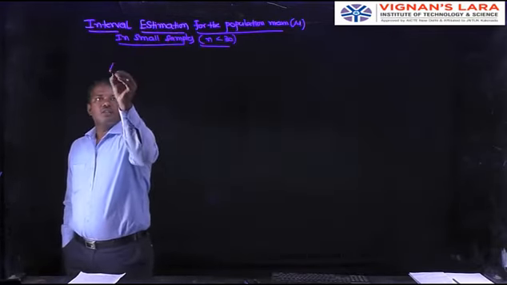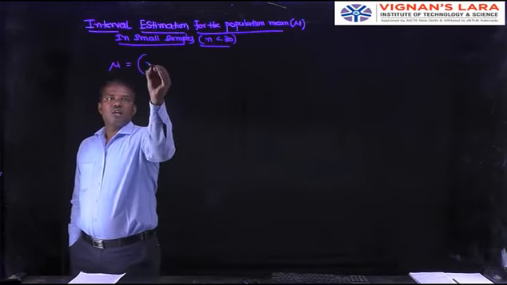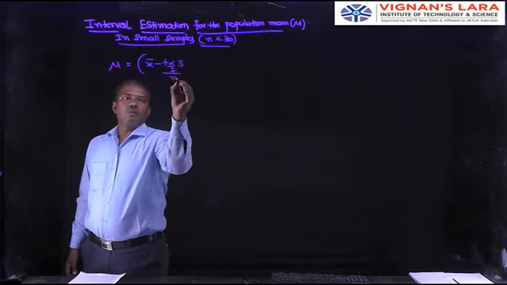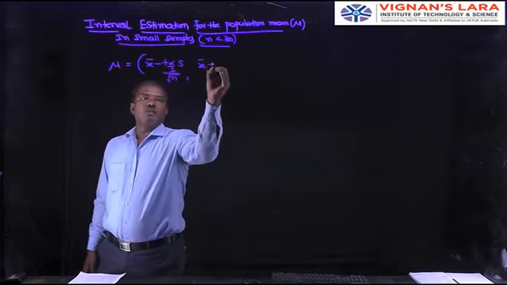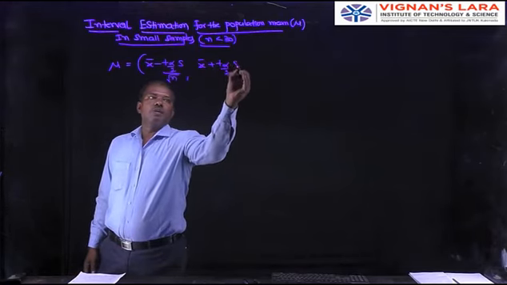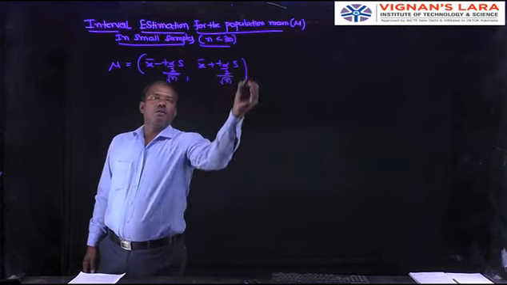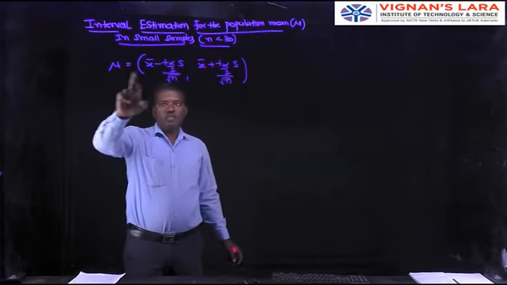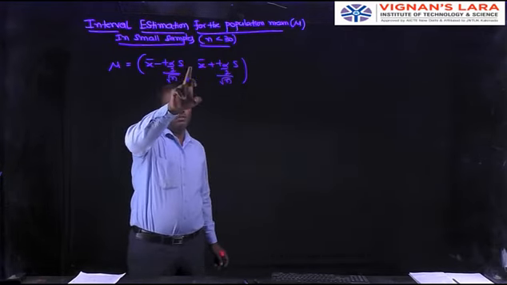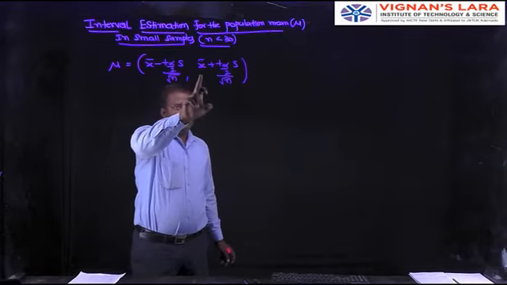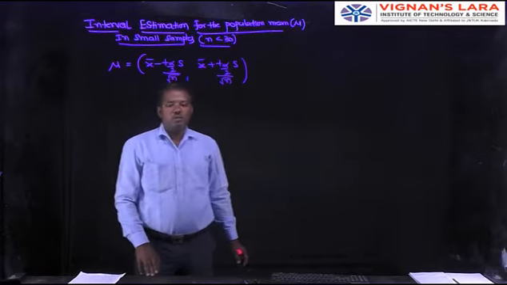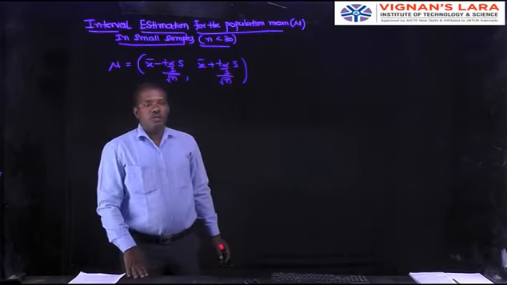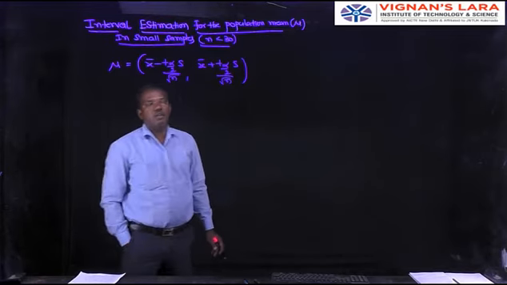In that case, the population mean mu is x bar minus t alpha by 2 into s by root n, comma, x bar plus t alpha by 2 into s by root n. In the previous case, or in the large samples case, mu is x bar minus z alpha by 2 into sigma by root n, comma, x bar plus z alpha by 2 into sigma by root n. Here in small samples, mu is x bar minus t alpha by 2 into s by root n, comma, x bar plus t alpha by 2 into s by root n.